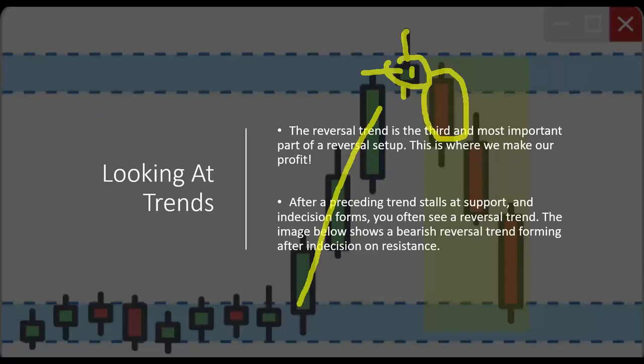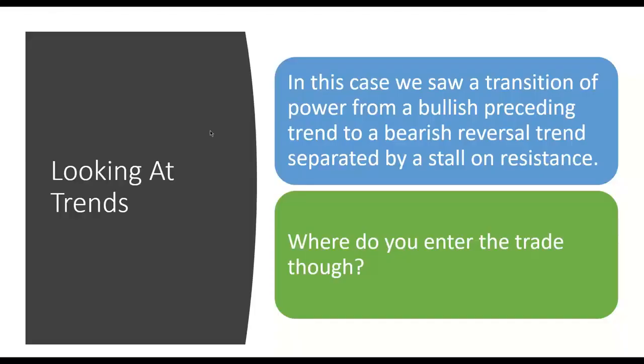Now remember, we're not saying that the price trend, the overall movement of price, is about to reverse. We're not saying if price has been in a longer term, or say an uptrend for the last 2 days, that that uptrend is over. We're looking for a very small time frame. We're looking at the next 4 candles, the next 3 candles. We're just looking to make profit on this short-term trade. So in this case, we saw the transition of power from a bullish preceding trend to a bearish reversal trend separated by a stall at resistance.